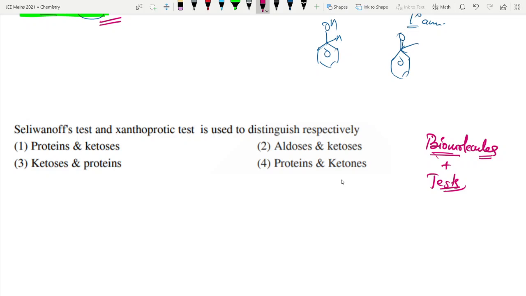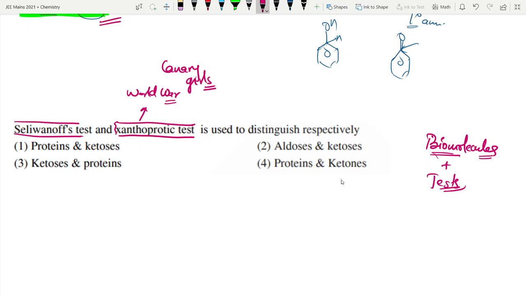And now we again have these two tests, the Seliwanoff test and the xanthoproteic test. I have videos on my channel explaining both of these tests. The xanthoproteic test I have explained in terms of something that happened in World War I: some women working in a chemical factory making explosives had their skin and hair turn yellow, and they were called canary girls. So you can find a video on canary girls on my channel, and in that I have explained the xanthoproteic test.